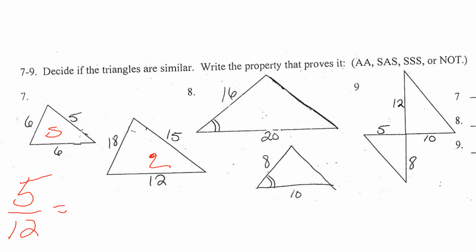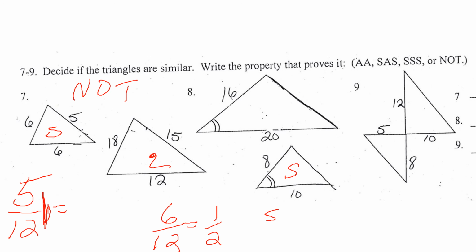Does this have isosceles? No. So you could stop right there. But if you did 6 with 12, this is going to come out to 1/2. Does this one come out to 1/2 over here? No. So that's telling you right off the bat it's not going to be similar. Okay? They've got to have that matching ratio. Not similar. Alright, so then we check the next one.